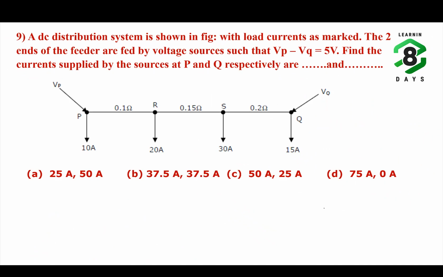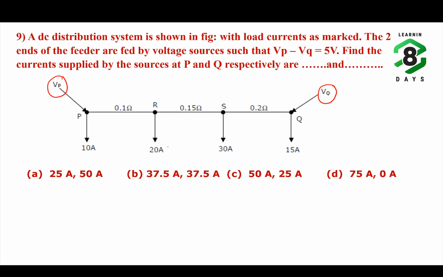So next question. A DC distribution system is as shown in the figure with load currents as marked. The two ends of the feeder are fed by voltage sources such that Vp minus Vq is equals to 5 volt. Find the current supplied by sources at P and Q respectively. So in this question, it is a DC distributor which is fed from both ends. That is, there is a source at point P and there is a source at point Q.